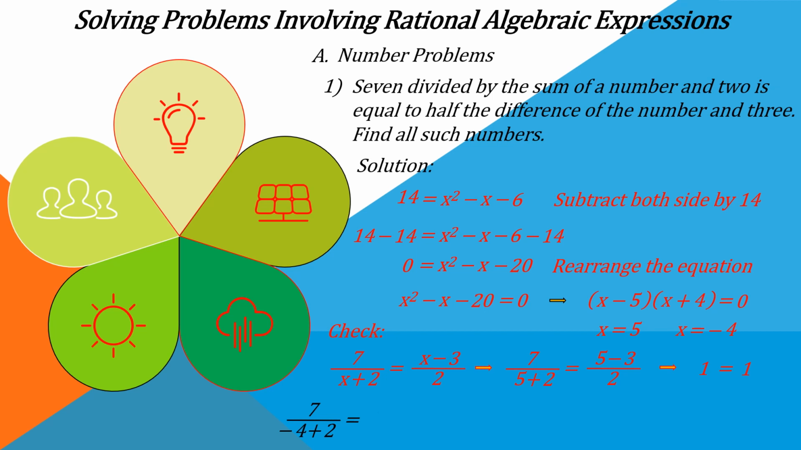7 divided by negative 4 plus 2 is equal to negative 4 minus 3 over 2, and it is equal to 7 divided by negative 2 is equal to negative 7 over 2. And since the first numerator is positive and the second numerator is negative, but the denominator of the first expression is negative, and the denominator of the second is positive, they are still equal: negative 7 over 2 is equal to negative 7 over 2. And that is our final answer. Our answer is correct, as x is equal to 5 and x is equal to negative 4.